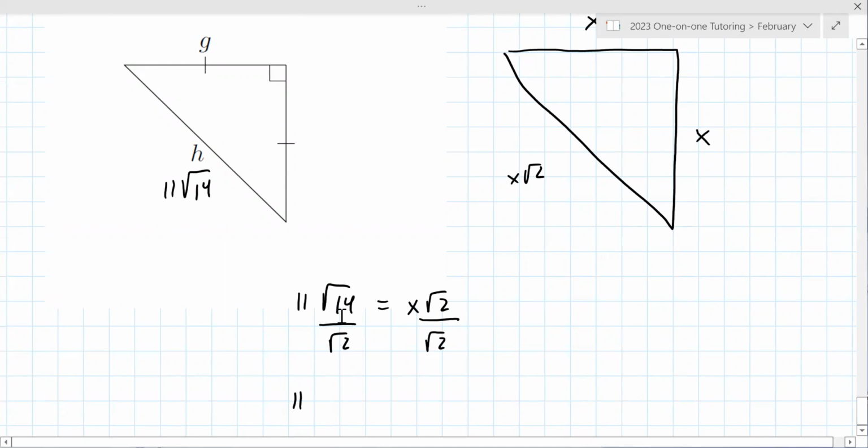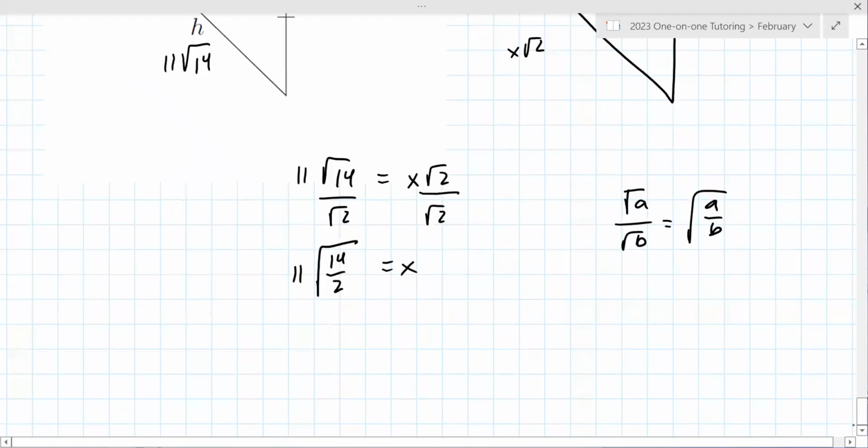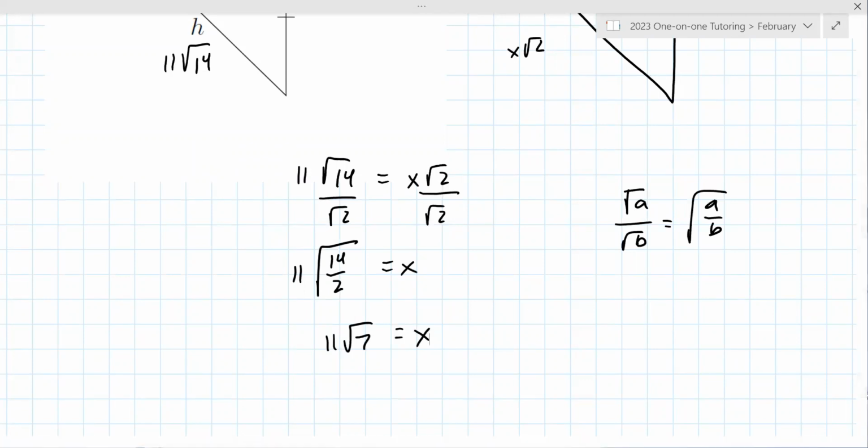Do you remember how to simplify the roots in this form? Multiply both by square root of 2. You could do that, but that creates additional work for you. It's like this: the square root of a over the square root of b becomes the square root of a over b. The reason you would tend towards that is because 14 is divisible by 2. So this becomes 11 square root 7. Is that okay? Yes.